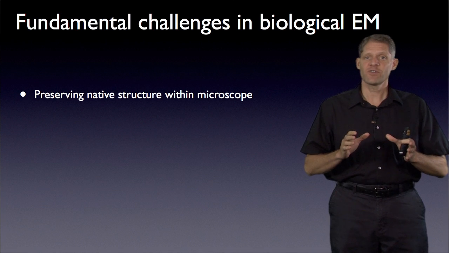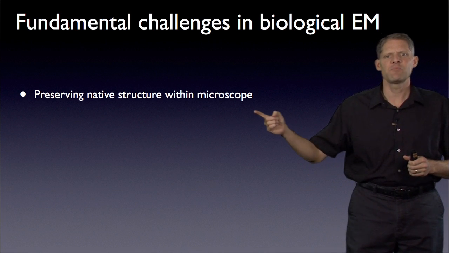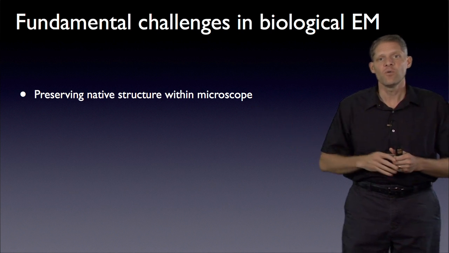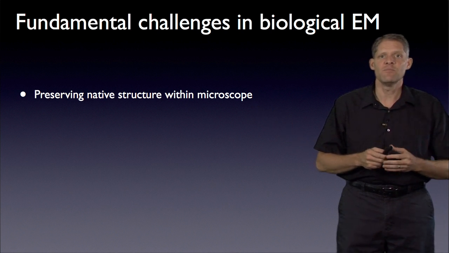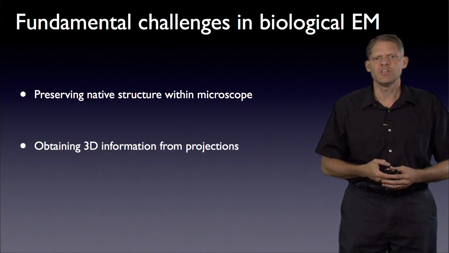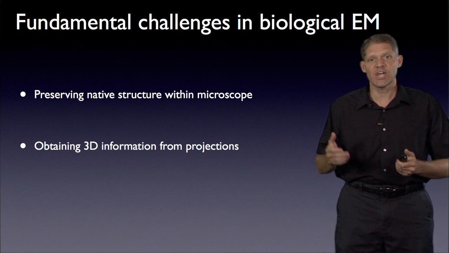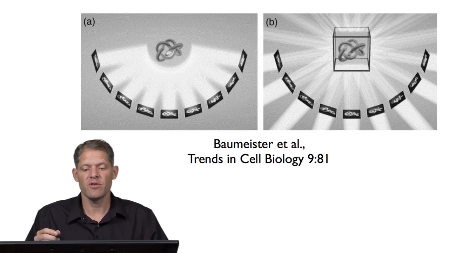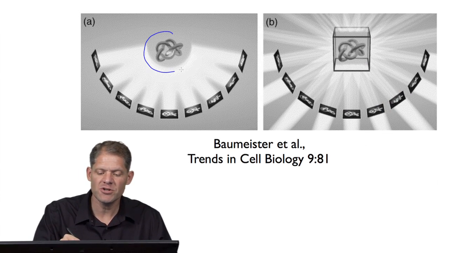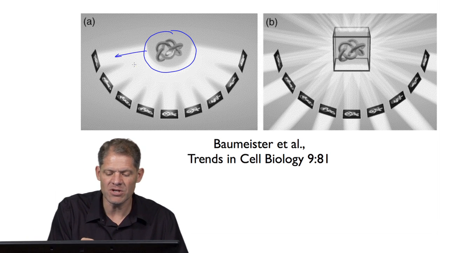Now, having discussed the first fundamental challenge in biological EM, which is how do we preserve native structure within the ultra-high vacuum of the electron microscope, let's proceed to the next one, which is how do we obtain three-dimensional information from the projections?